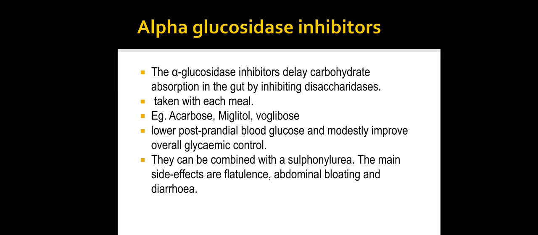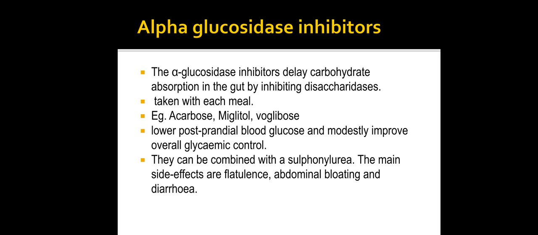The third group of drugs are alpha glucosidase inhibitors. As the name suggests, these are inhibitors of the alpha glucosidase enzyme. Alpha glucosidase inhibitors delay carbohydrate absorption in the gut by inhibiting the disaccharidases. So these drugs are taken along with meals. The patients are advised to chew these tablets along with the meal, because they have to act in the intestine by reducing the absorption of the carbohydrates by inhibiting the disaccharidases. They lower the postprandial blood glucose and modestly improve the overall glycemic control. By decreasing carbohydrate absorption, they reduce the postprandial blood sugar.